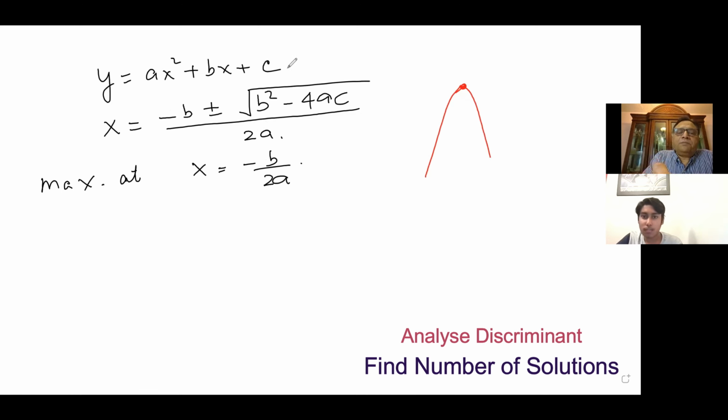Now, another important parameter here is the square root part, which is b squared minus 4ac. This is called the discriminant.